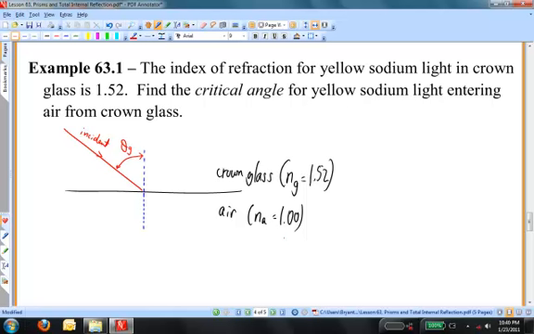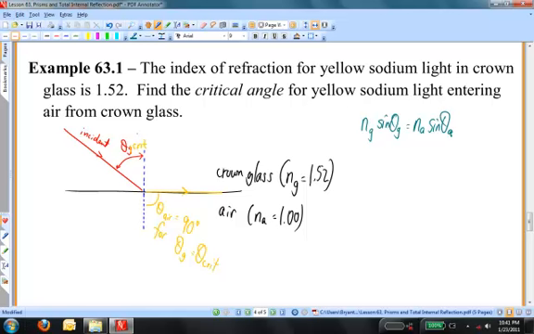The index of refraction of the crown glass is 1.52. The air has an index of refraction of 1. It happens when the angle of refraction is equal to 90 degrees. Let me sketch that in this diagram. So what that means is that the refracted ray would travel just along the surface of the interface. So we're going to find this critical angle now using Snell's law.